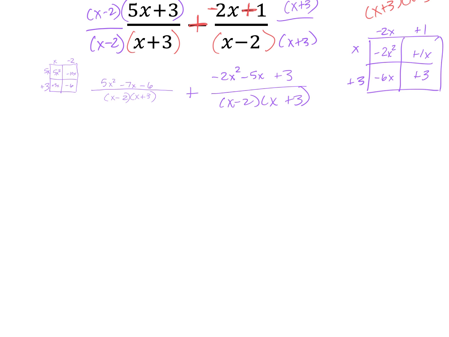All right, so now what? Now can we combine them? Yes. Okay. Do they have a common denominator? Yes. So I'm going to leave my denominator as x minus 2 and x plus 3. And what do we get? Complicatedness.